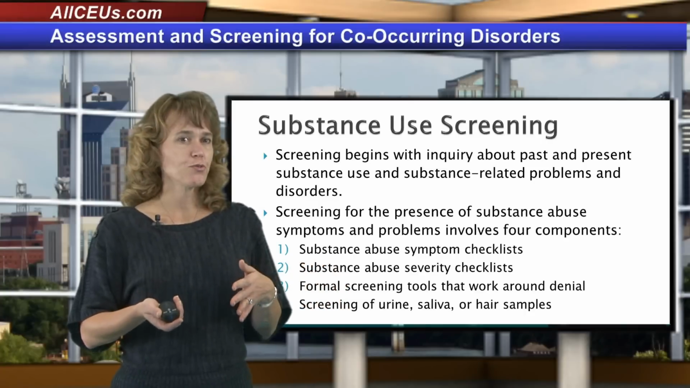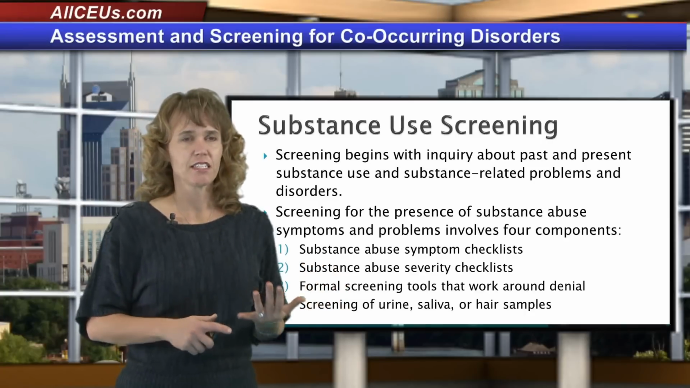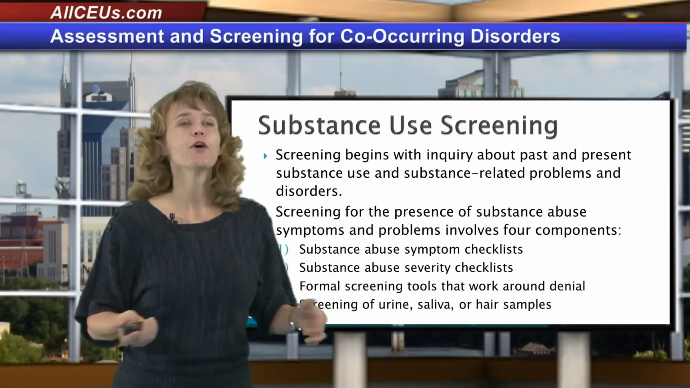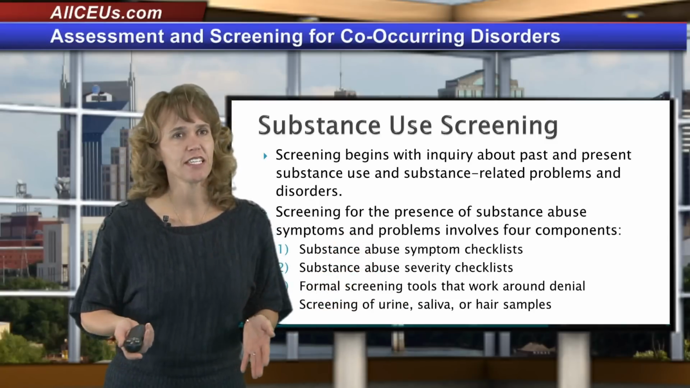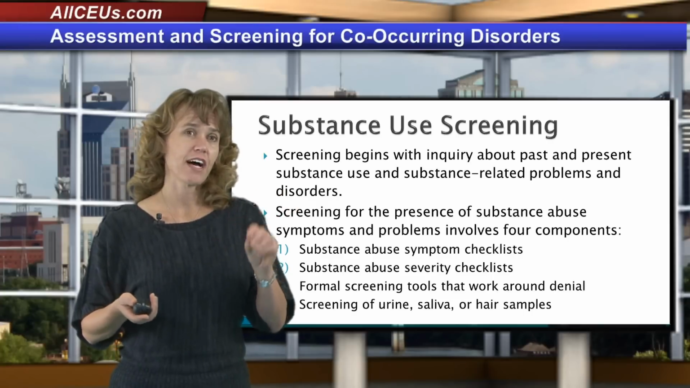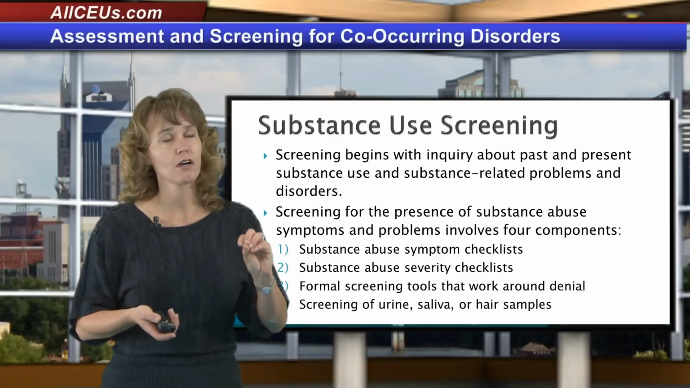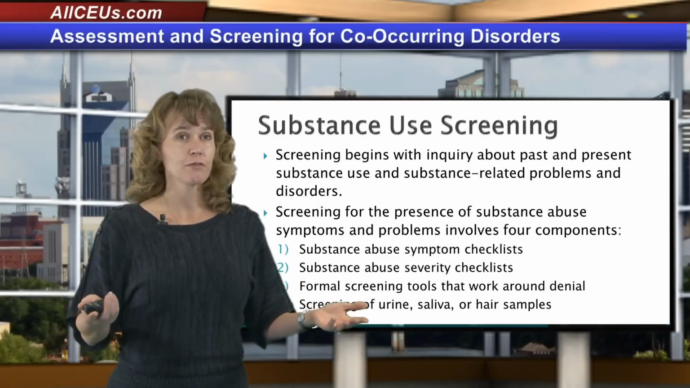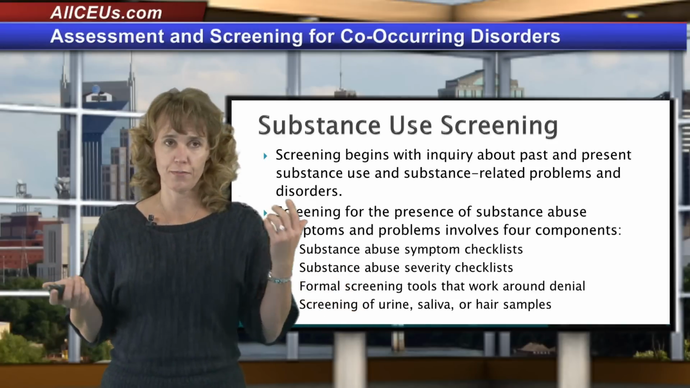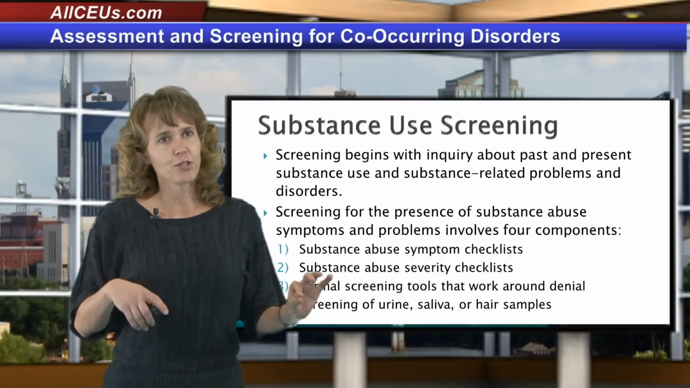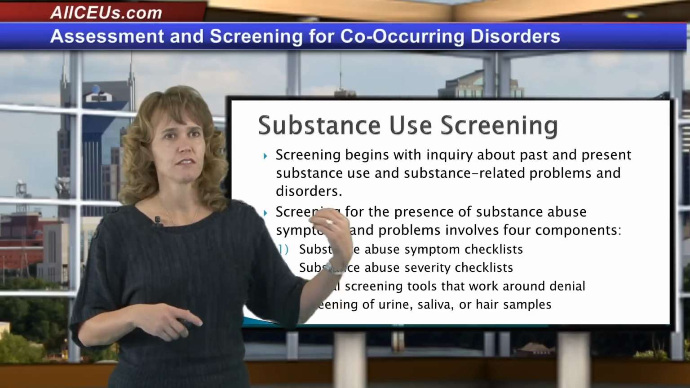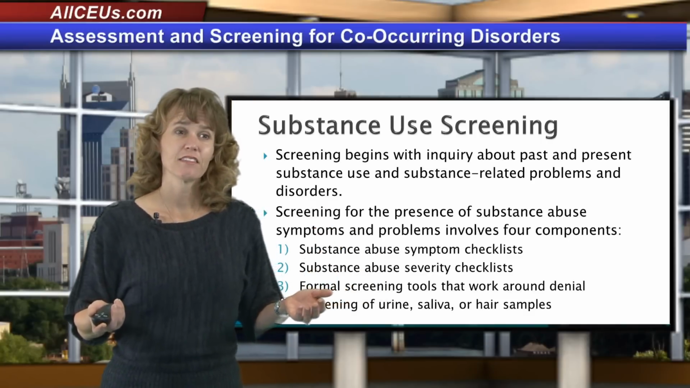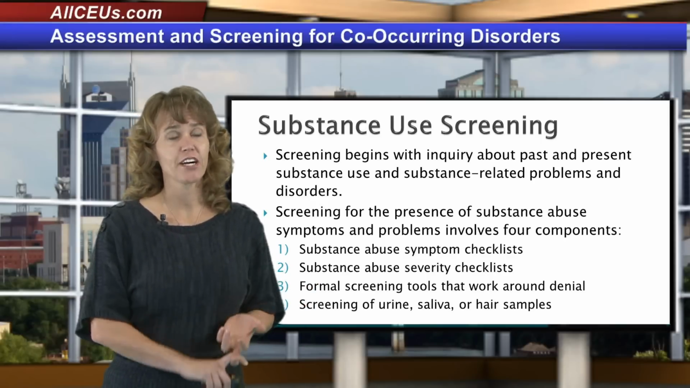Use a formal screening tool that can work around denial. One of the places I worked, we used the SASI. That doesn't happen to be my favorite, but you can use it. The Addiction Severity Index. There are several that you can find in the appendix to Treatment Improvement Protocol 42 that you can freely reproduce and use, so you don't have to worry about copyright issues. Find one, stick to it, use it consistently. And do a screening. Screen urine, saliva, or hair samples.